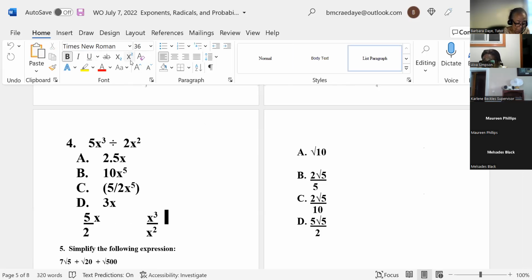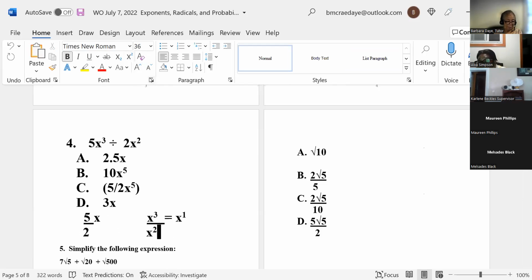x to the 1. I'll put the 1 here, even though the 1 is a default, you don't have to put it. So that's how I got the x right here. 5 over 2 is just 5 halves, and x to the 3 divided by x to the 2 is just x to the 1, which is just x. Now, do you see your answer there, Alba? Is it D, 5 over 2 x? Yes, Miss Barbara, I saw it. What is the answer?